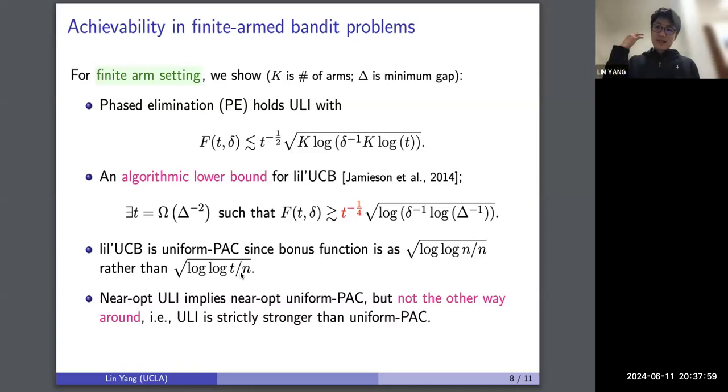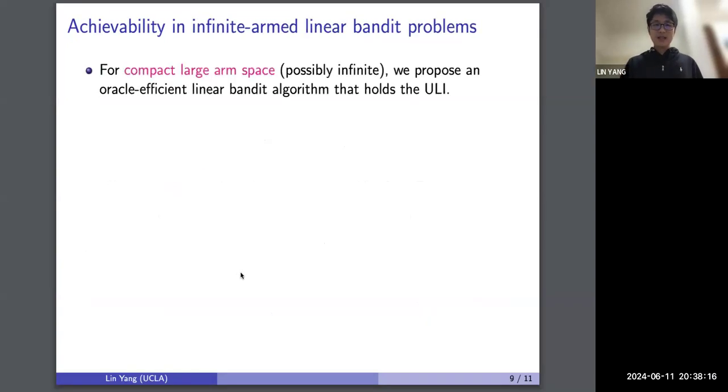So in summary, this bound implies uniform PAC. So it's strictly stronger than uniform PAC. The algorithm that achieves uniform PAC may not satisfy URI, but an algorithm satisfying URI is going to for sure satisfy uniform PAC.